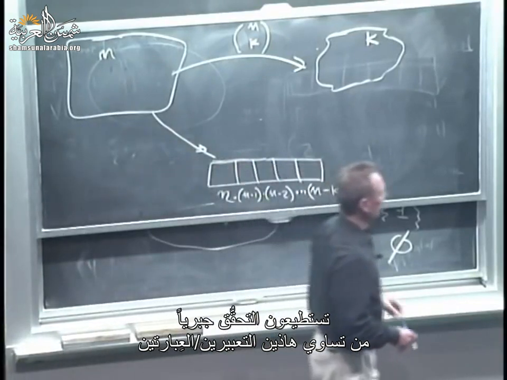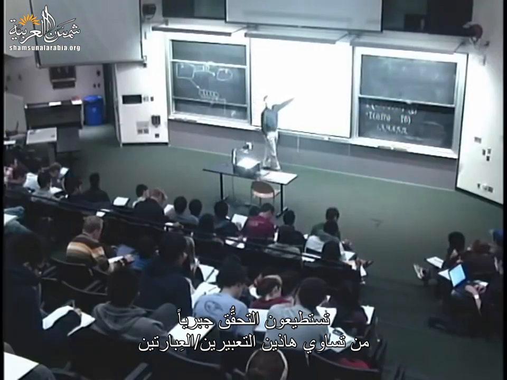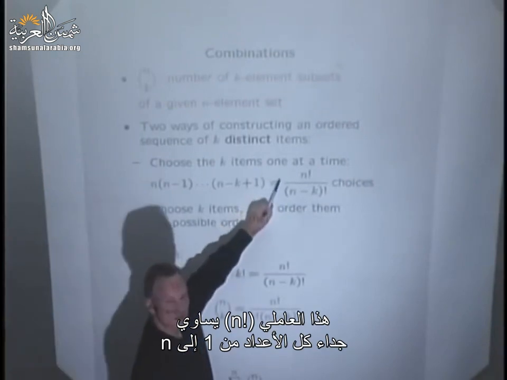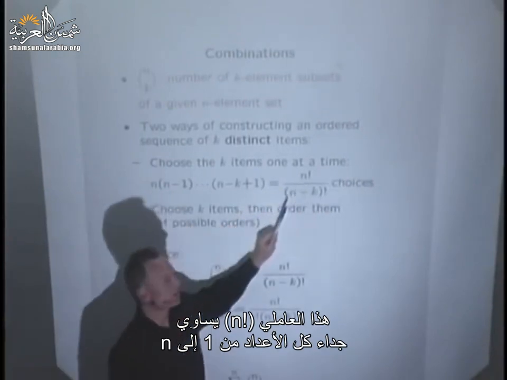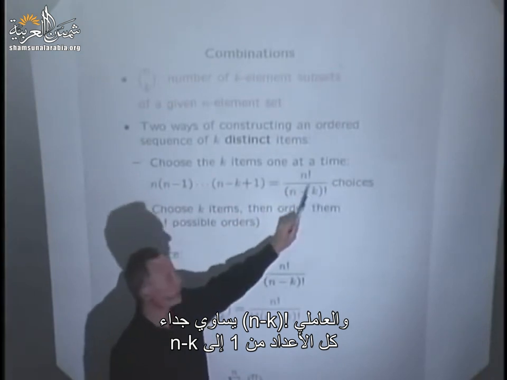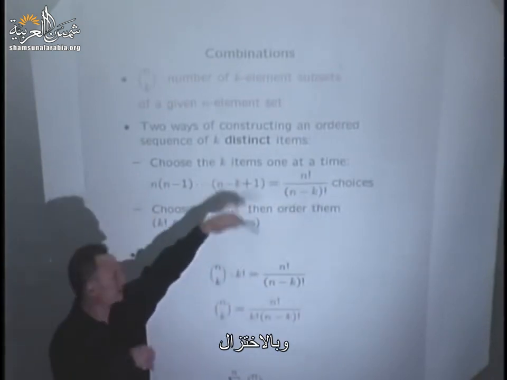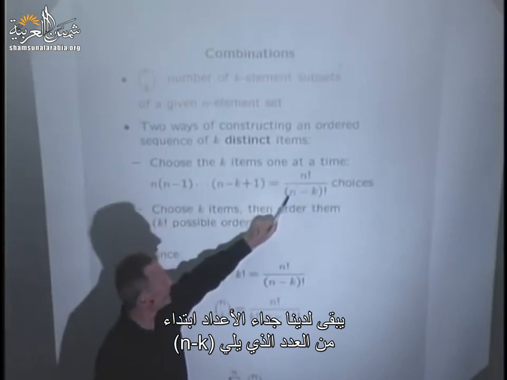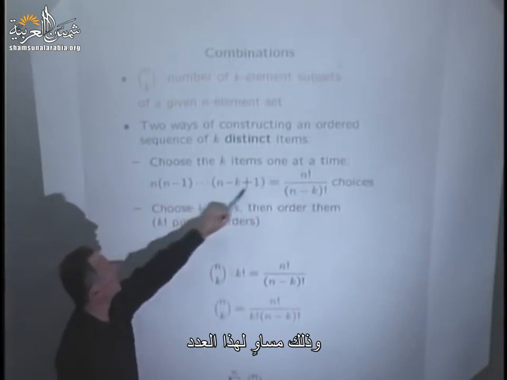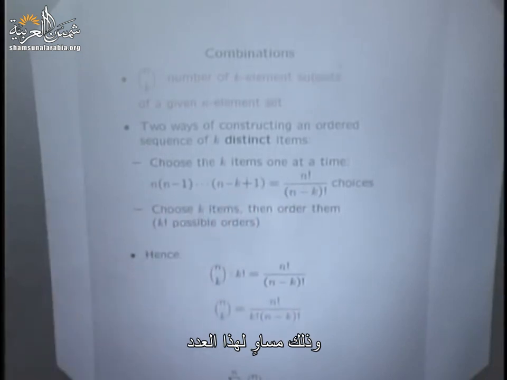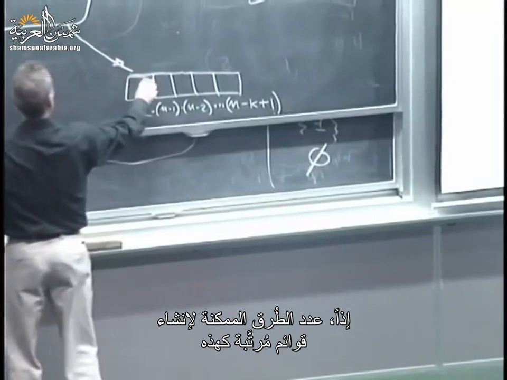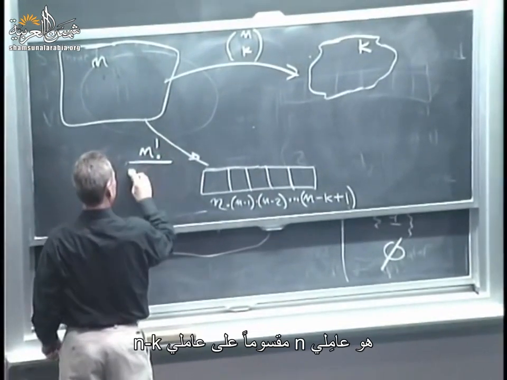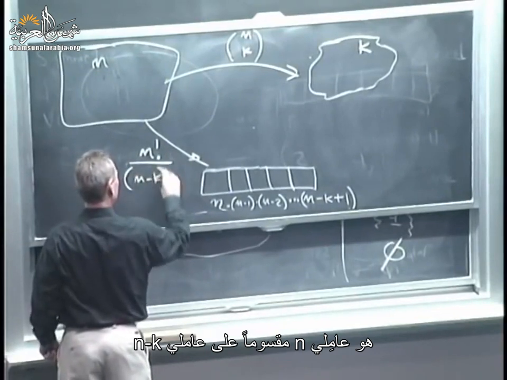Now you can do a little bit of algebra and check that this expression here is the same as that expression. Why is this? This factorial has all the products from 1 up to n. This factorial has all the products from 1 up to n minus k. So you get cancellations. And what's left is all the products starting from the next number after here, which is this particular number. So the number of possible ways of creating such ordered lists is n factorial divided by n minus k factorial.